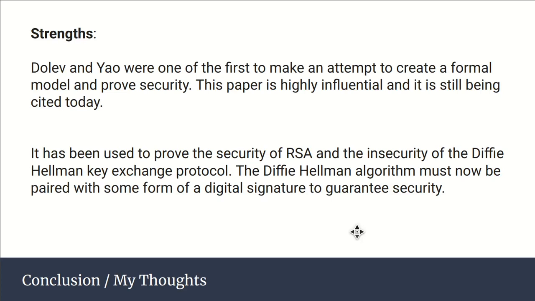Dolev and Yao were one of the first to make an attempt to create a formal model and prove security. This paper is highly influential and is still being cited to this day. It has been used to prove the security of the RSA algorithm and also the insecurity of the Diffie-Hellman key exchange protocol. Now, the Diffie-Hellman algorithm must be paired with some form of digital signature to guarantee security.